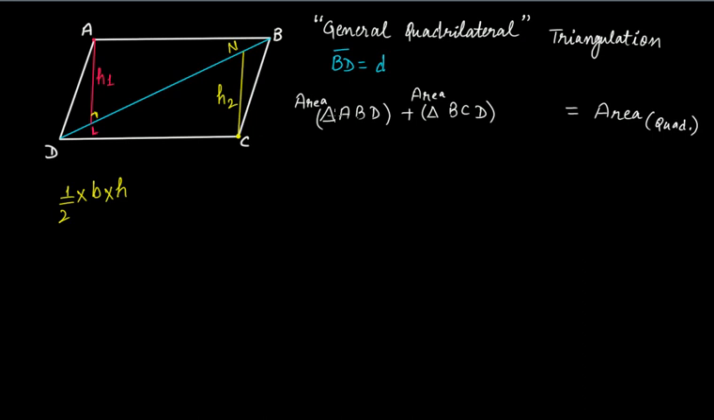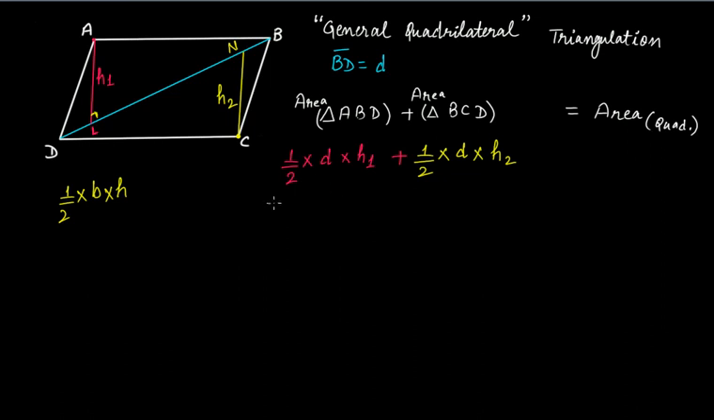Now the area of triangle ABD will be half multiplied by what's the base in this case? In triangle ABD, BD is the base. Why? Because AL is perpendicular on BD. AL is the height. That's why BD is the base. So the measurement of BD is d. Half multiplied by d multiplied by the height h1, plus half multiplied by d, again the base d, multiplied by the height h2.